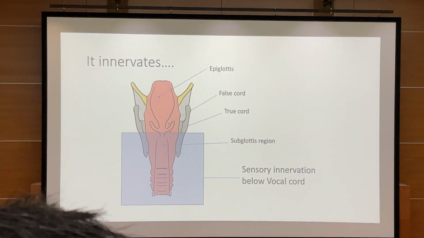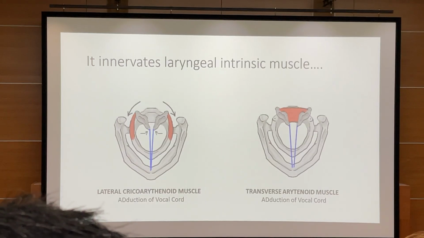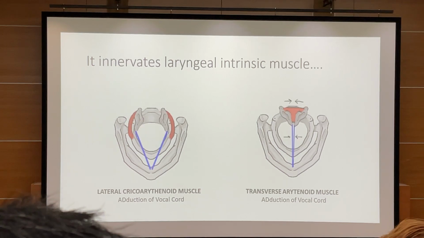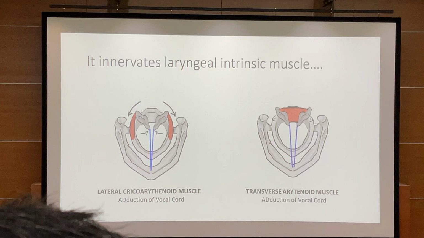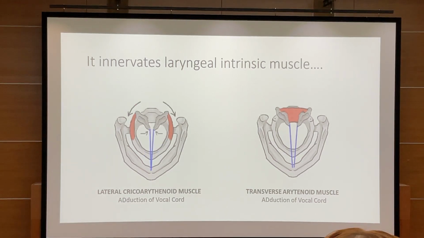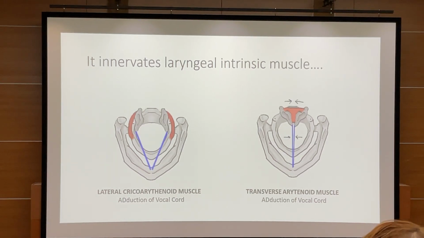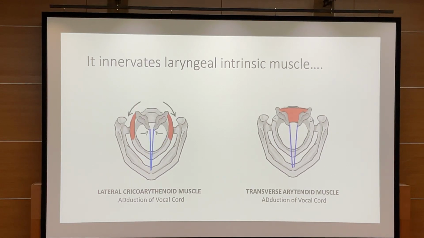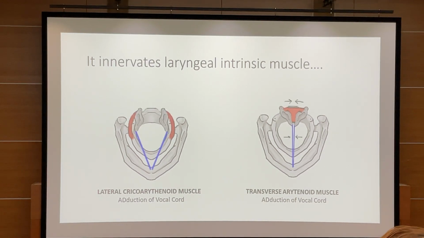The recurrent laryngeal nerve gives sensory innervation below the vocal cord, while the superior laryngeal nerve, the internal branch, gives sensory innervation above the vocal cord. The recurrent laryngeal nerve innervates the laryngeal intrinsic muscles. For example, we have the lateral cricoarytenoid muscle and the transverse arytenoid muscle, which are adductors of the vocal cord. The lateral cricoarytenoid is a very strong adductor of the vocal cord.